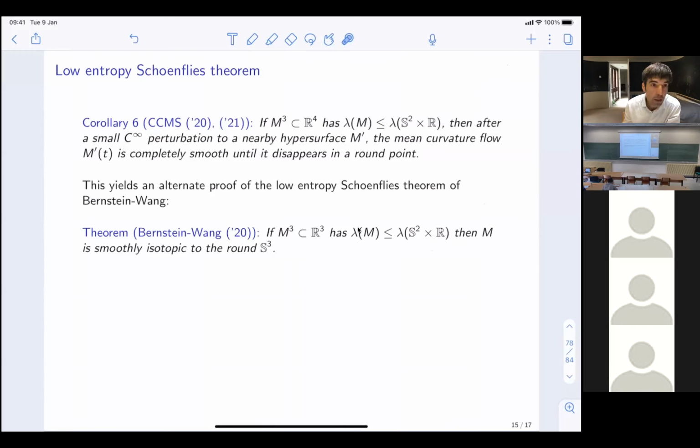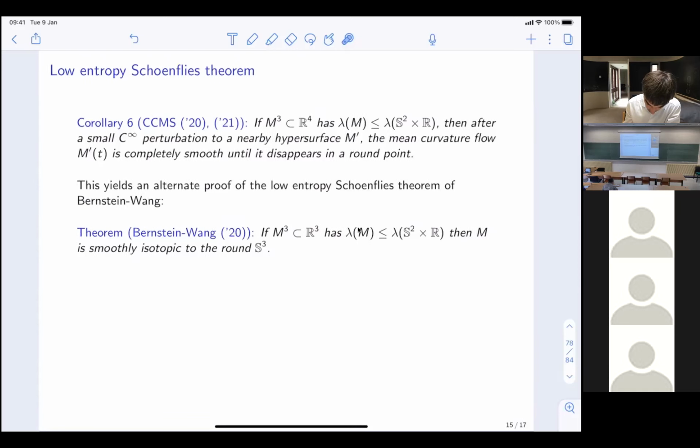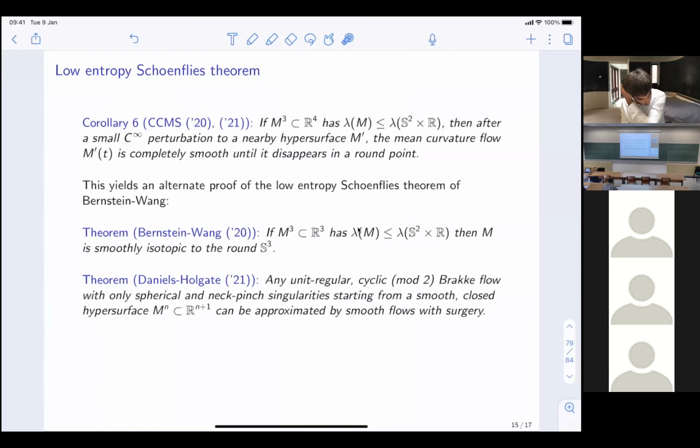So you can really perturb here. And if your initial hypersurface has entropy less than that of S2 cross R, then you're smoothly isotopic to the round S3. We published this at the same time as they published their result. But here's another interesting consequence. I did skip this here. In R4, we can also do this generic perturbation in the low entropy setting. In one setting, we can go up to S1 cross R2, to get generic flows.